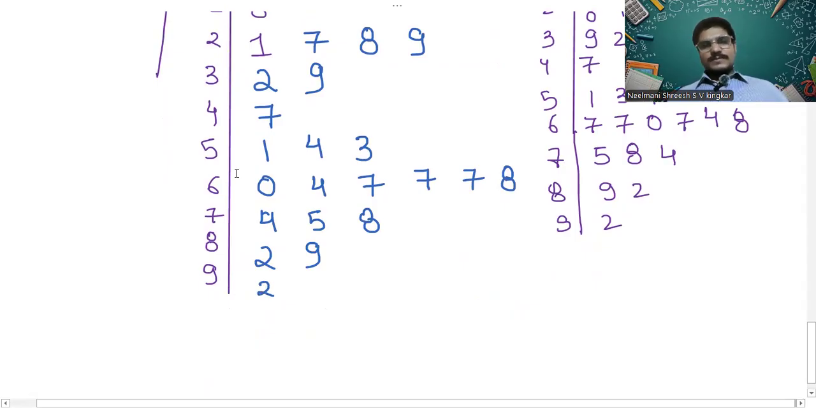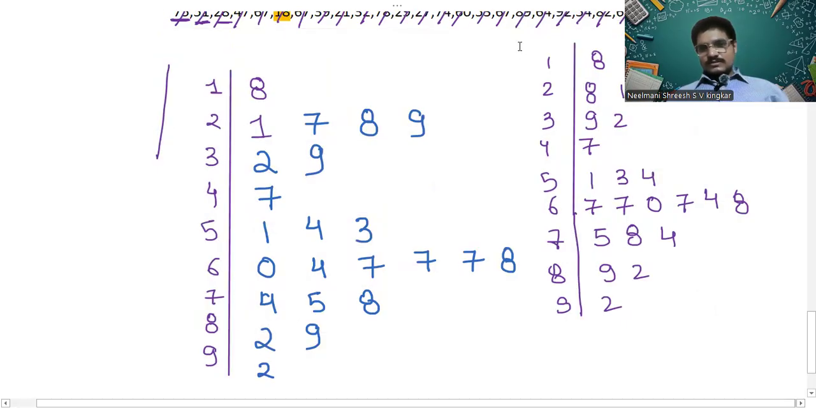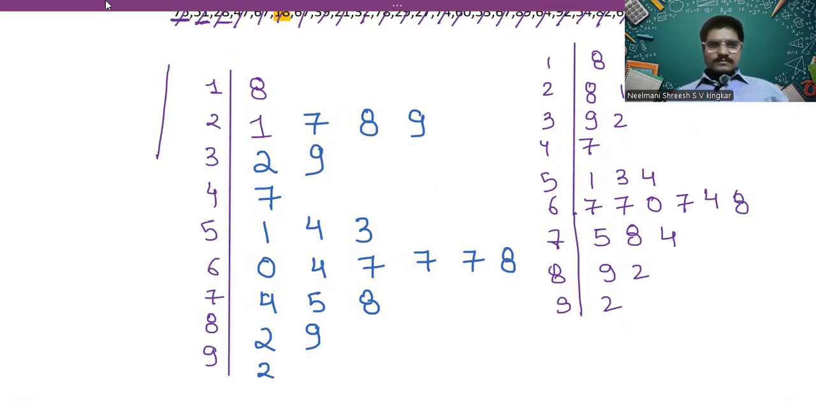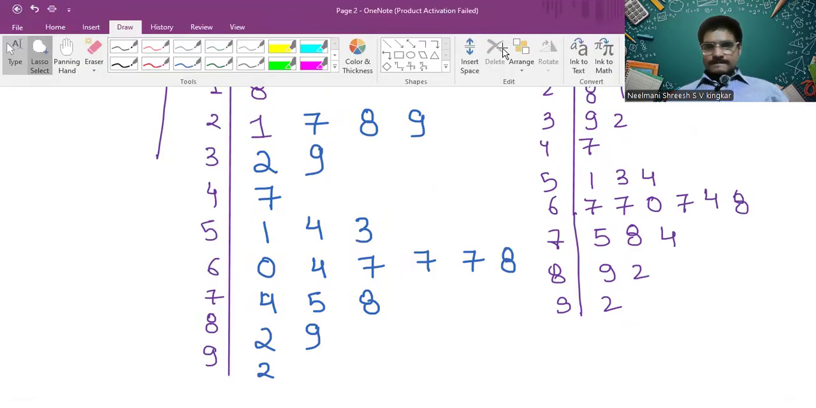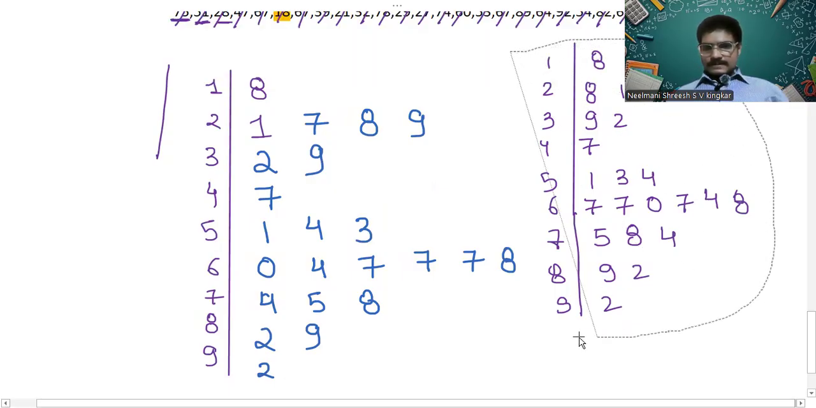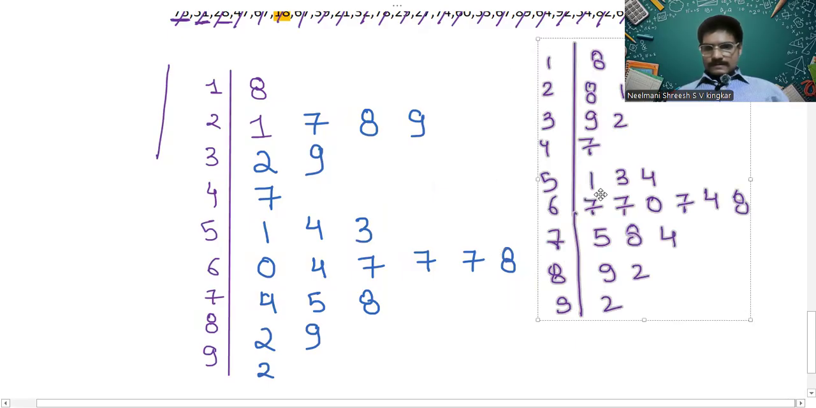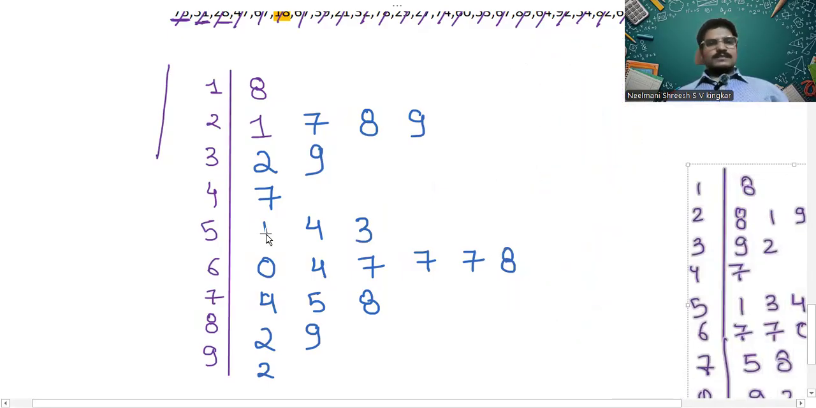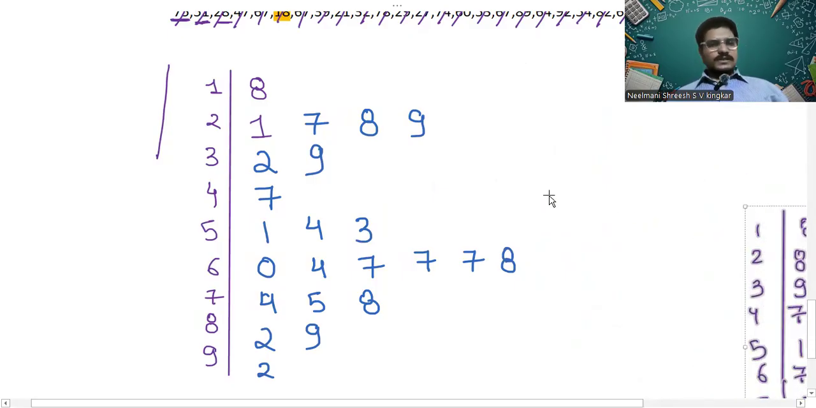This is what my stem and leaf looks like. When I do this, this is a rough diagram, so we will just erase this particular part from here. And this is what my stem and leaf is. But there is a small problem here again. This is not the complete thing.